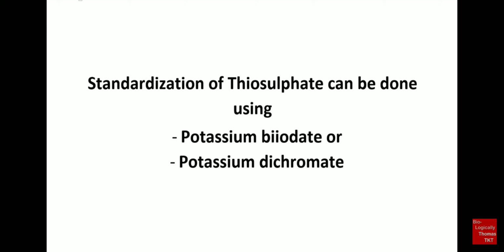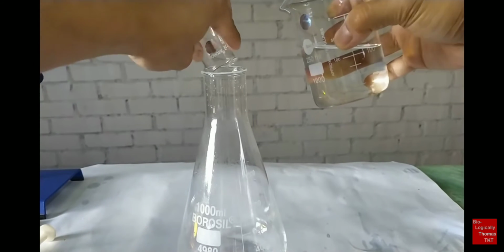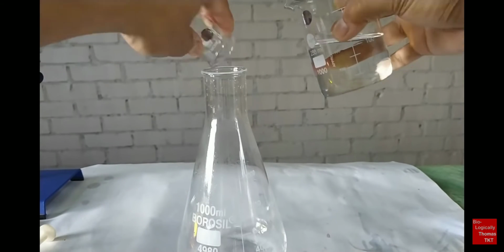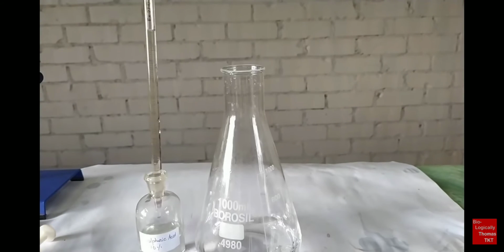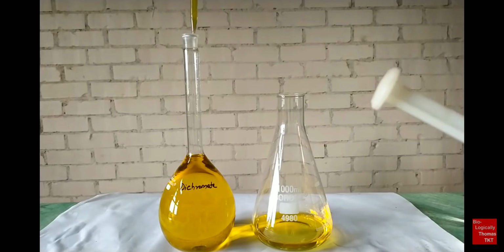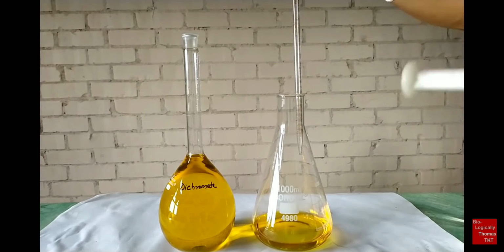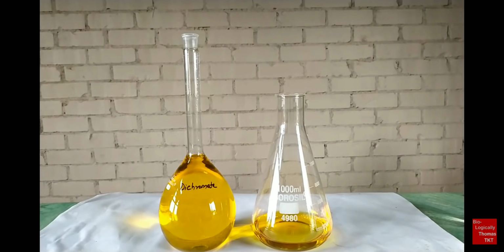For the standardization procedure using potassium dichromate, weigh 2 grams of potassium iodide in a small beaker and introduce it into a 1000 ml Erlenmeyer flask. Wash it down and dissolve it in about 150 ml of deionized water. Add to this 10 ml of 10% dilute sulfuric acid using a 10 ml pipette. Now, using a 10 ml or a 20 ml pipette, introduce exactly 20 ml of standard potassium dichromate into the flask. Place the flask in the dark for about 5 minutes.